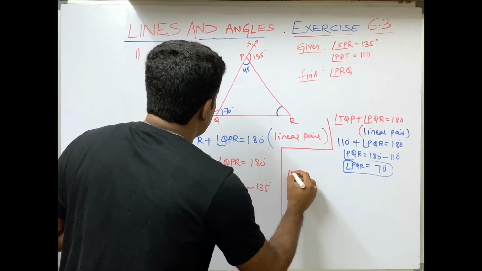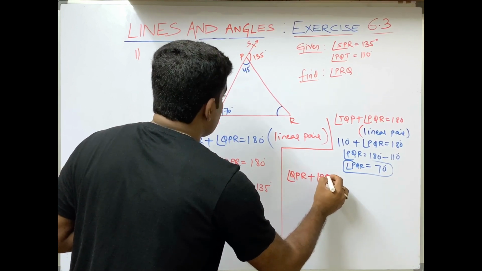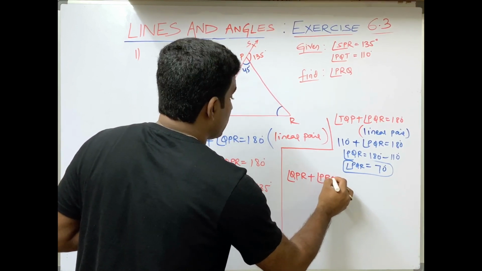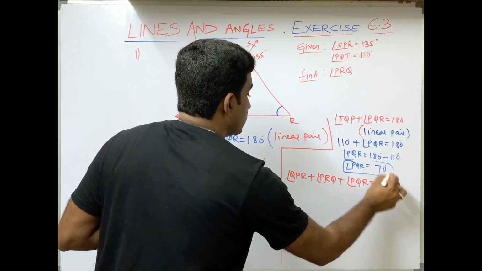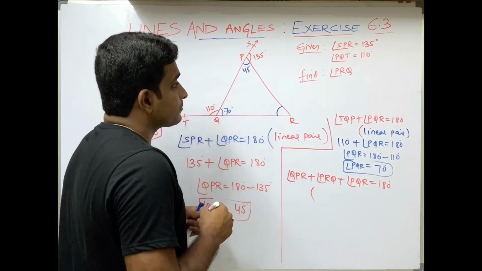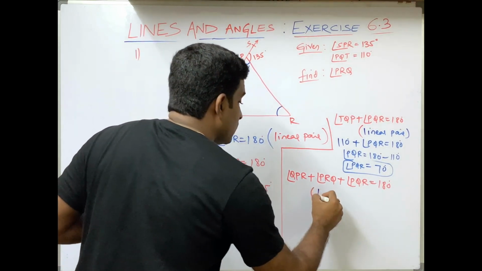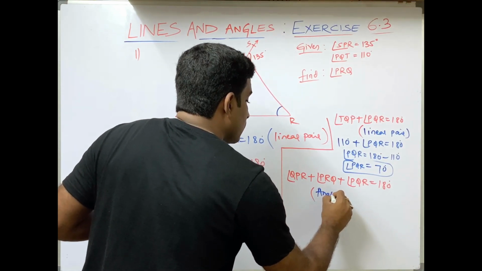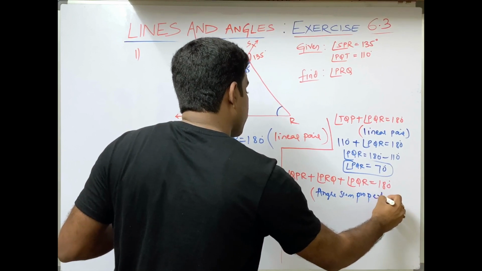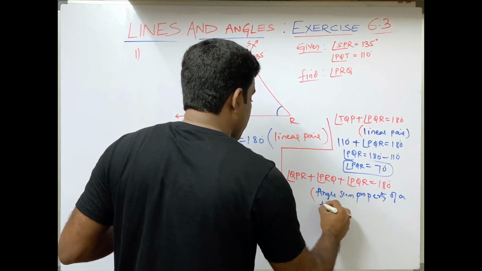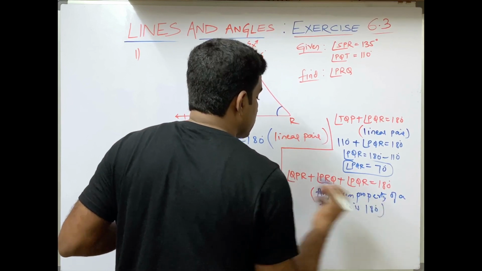How? Angle QPR plus angle PRQ plus angle PQR equal to 180 degrees. What can be the reason? Angle sum property of a triangle is 180 degrees. Clear?